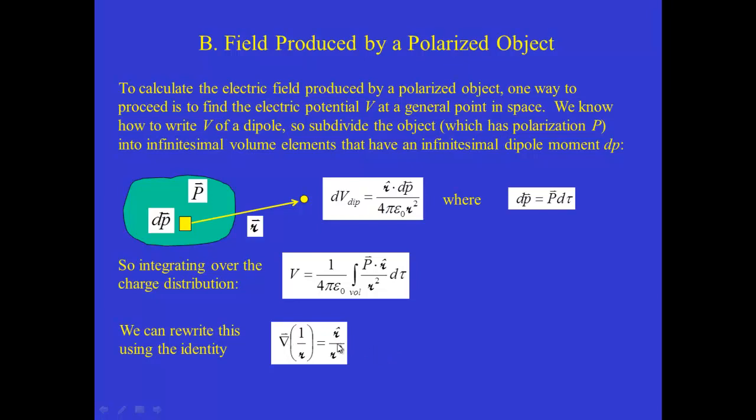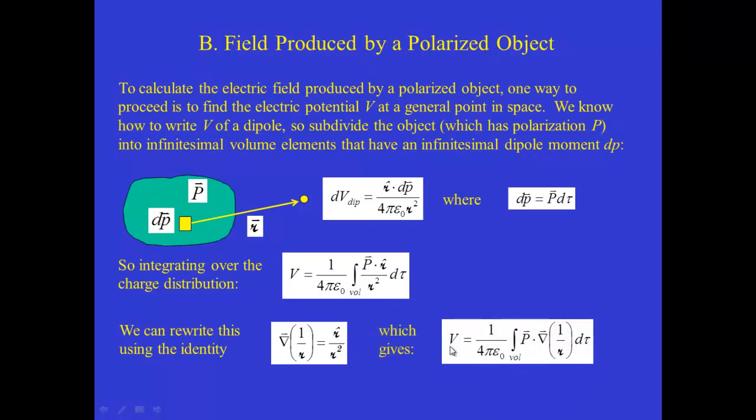Remembering this identity, we're going to substitute that into the integrand to give us the following expression for the overall electric potential of the polarized object. Note that the integrand now contains a dot product. The dot product is of the polarization vector and the gradient of 1 over r. Alright, so we'll reproduce that on the next slide.